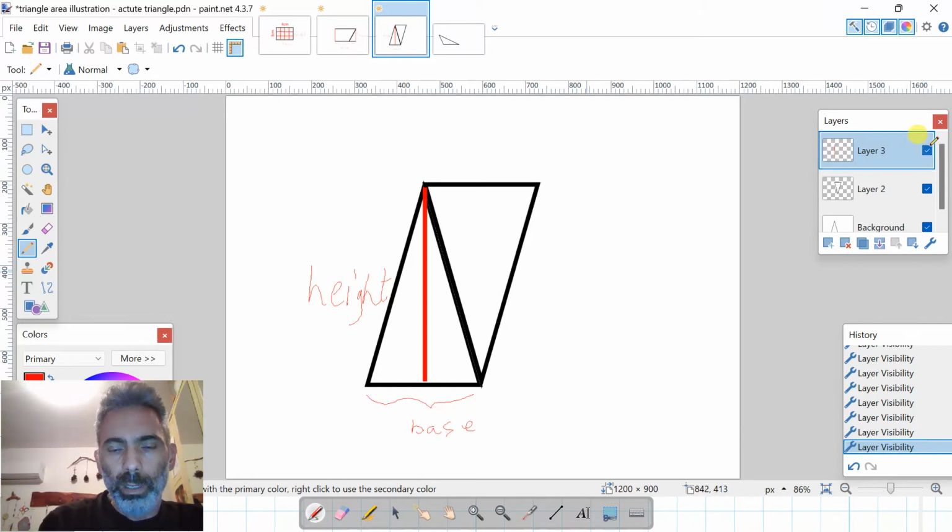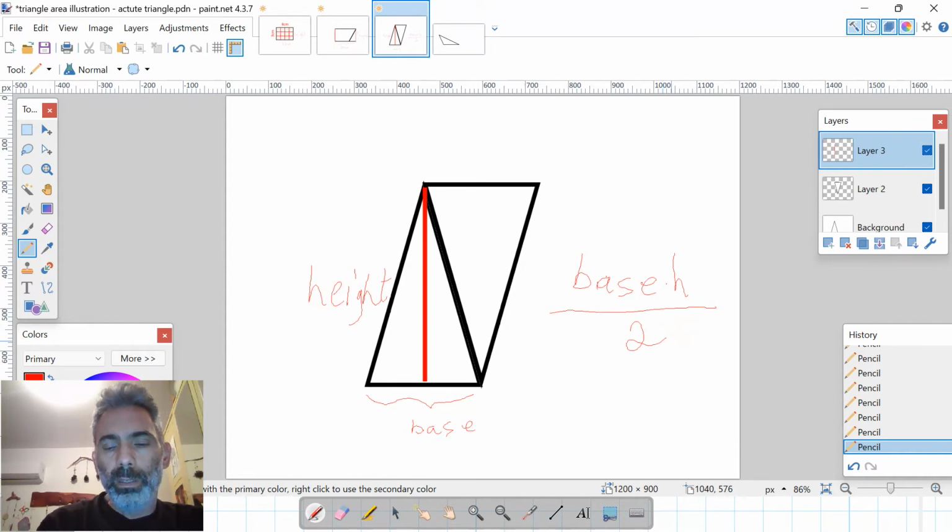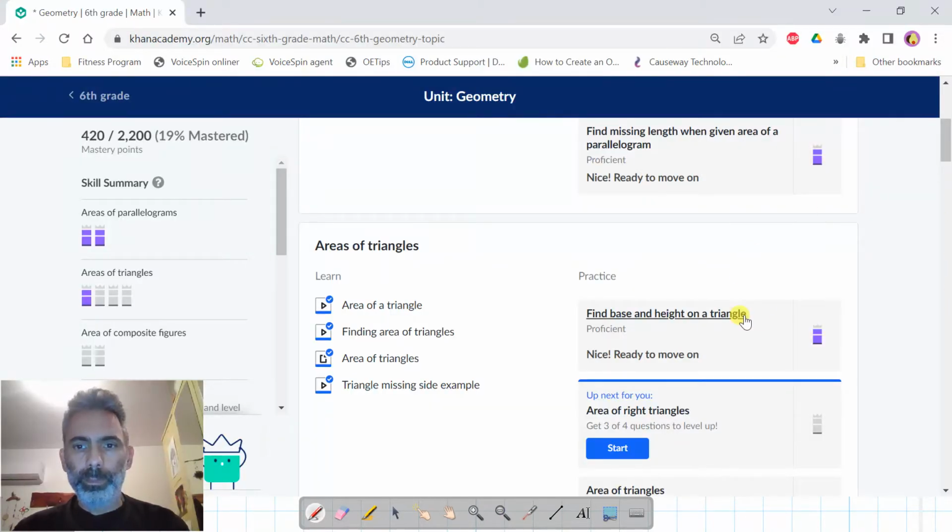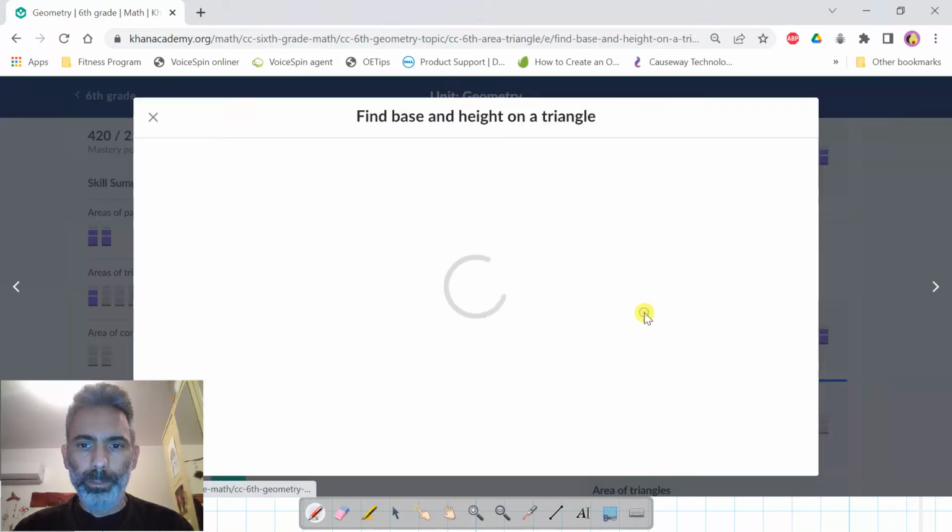So the area of the triangle is the base times height divided by 2. Okay, because I have two triangles, two identical triangles in area. So when I divide the base times the height by 2, I get the area of just one triangle. Okay, so now let's do the practice. The practice is find the base and height on a triangle.